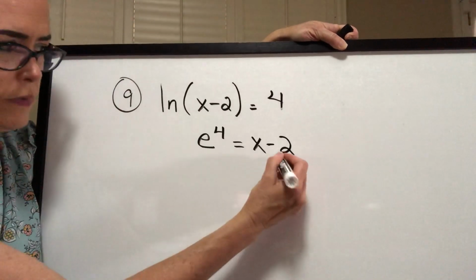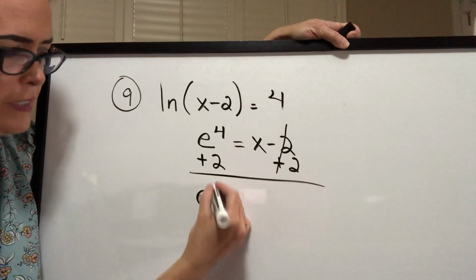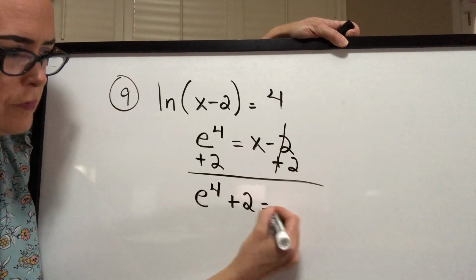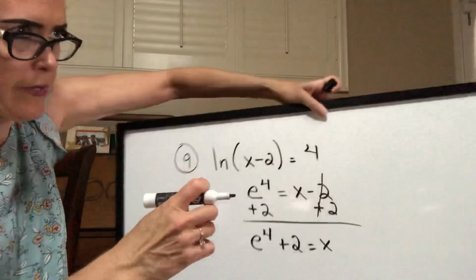And then we will add 2 to both sides. So you would have e to the 4th plus 2 will be what x is. e to the 4th plus 2. So let's go see what we get for that.